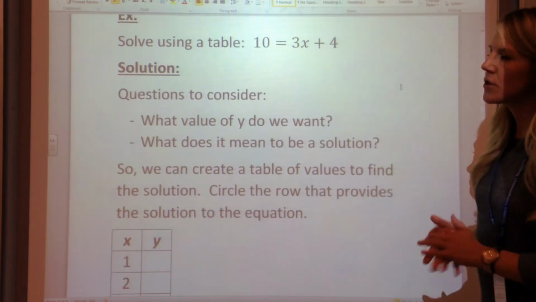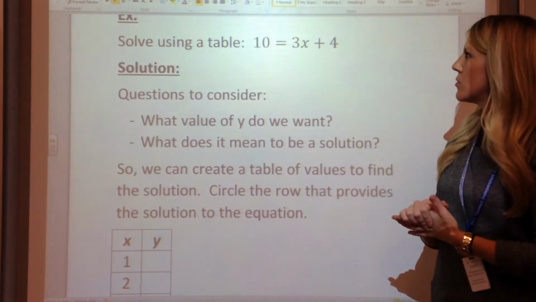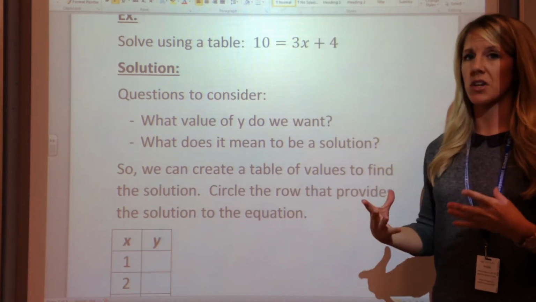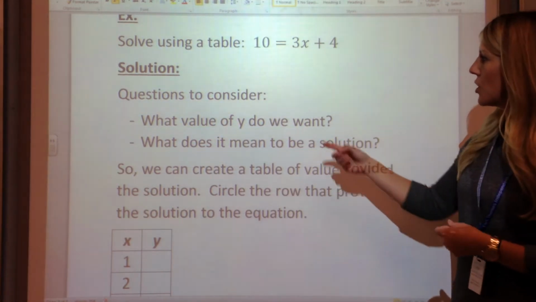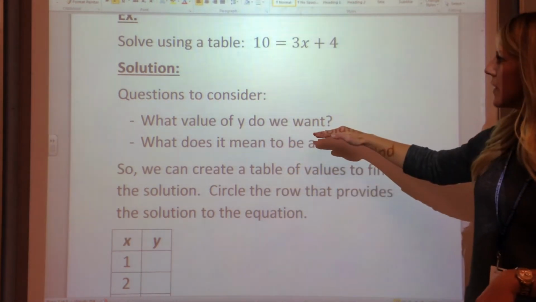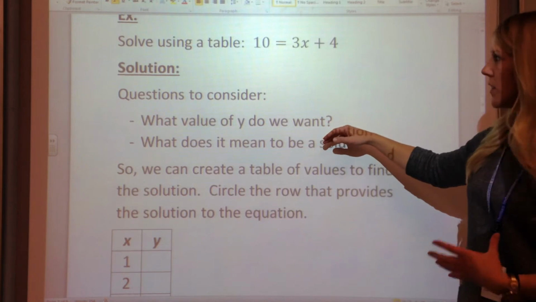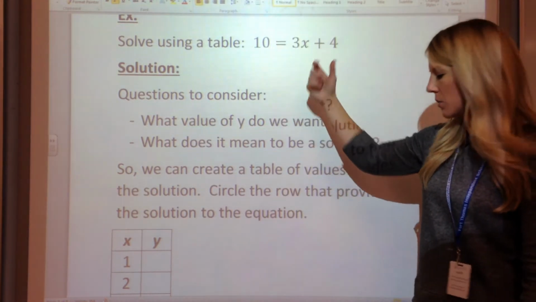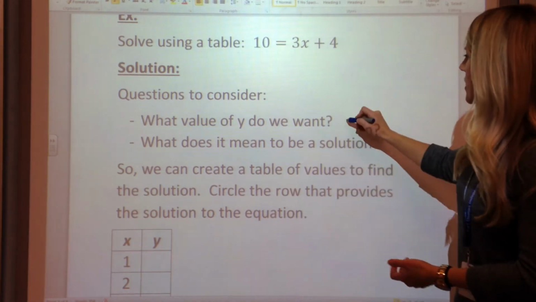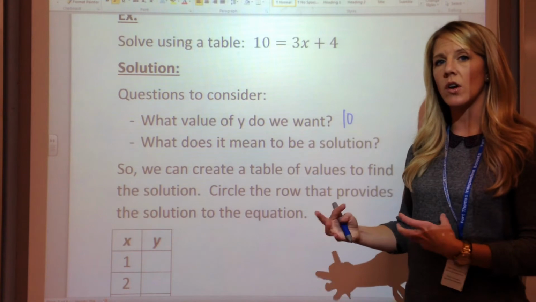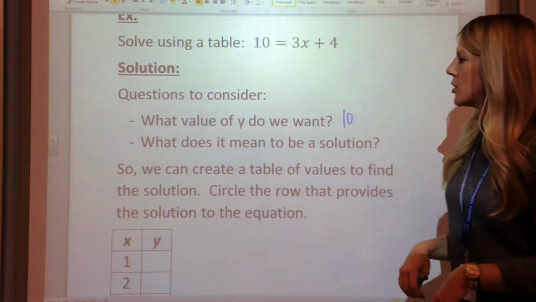Okay, so we're going to solve this equation using a table. 10 equals 3x plus 4. So again, what does that mean? 10 equals 3 times something plus 4. So some things that we want to consider before we jump into making this table. What value of y do we want? Well, if you think about it, what do we want the right side to equal? We want it to equal 10. We want left side equal right side. So the value of y we want is 10. So when I plug in 3 times something for x, and then I add 4, I want that outcome, that y value, to be 10.